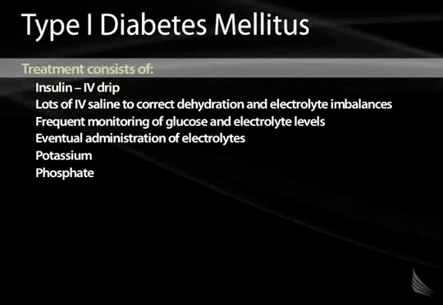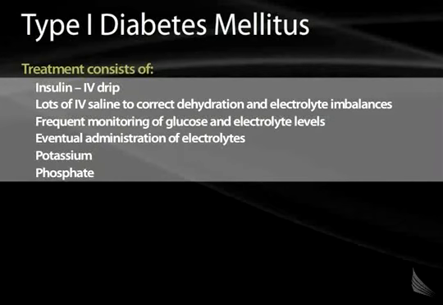You treat a ketoacidotic crisis in diabetes as follows. You give them insulin. That's the first most important thing. That's the reason they're having this problem in the first place. You give them lots of IV saline to correct the dehydration and the electrolyte imbalances, and then you have to frequently monitor the glucose and electrolyte levels so that you don't overcorrect the problems. Eventually, you may have to administer some electrolytes to correct those things. You give potassium, and you give phosphate.